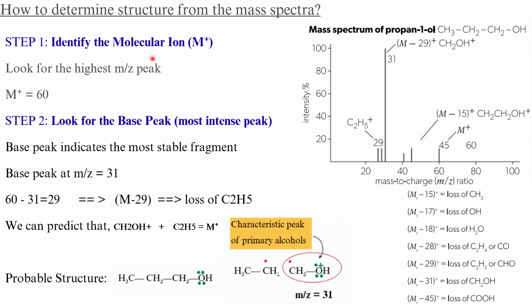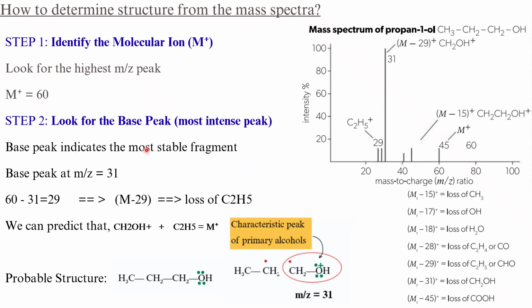Well, you will look for the highest m by z value in the given spectrum. So I can see that in my spectrum the highest m by z value given is at 60. Now please note that this 60 has to be over here and this 45 has to be over here. This diagram is quite misprinted and I have taken this from the textbook itself. Okay, so please do note the corrections.